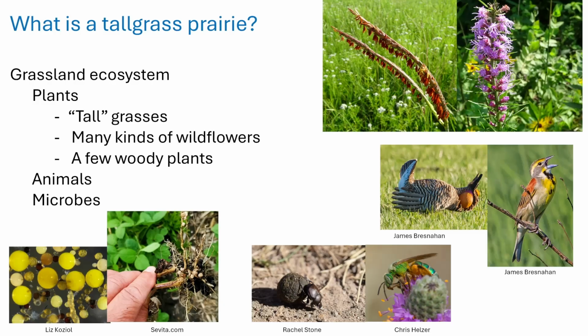And these tallgrass prairies, then, what are they? So they're native grassland, and they do have tall grasses. As many of you are probably familiar, you can have big bluestem and Indian grass and other grasses that can get 6-7 feet tall, especially in wetter areas. There's many kinds of wildflowers, a few woody plants, and lots of very cool animals. So grassland birds, lots of insects, mammals, reptiles, you name it.